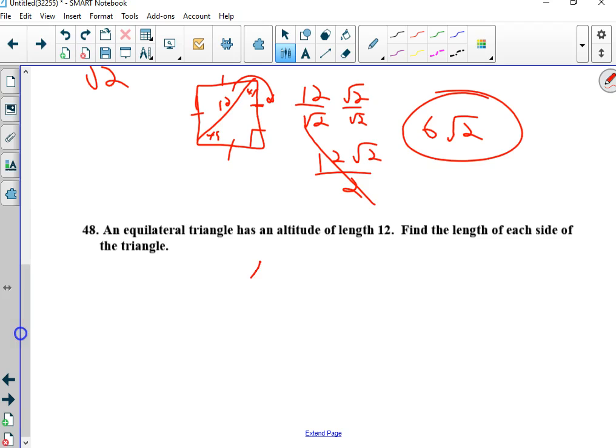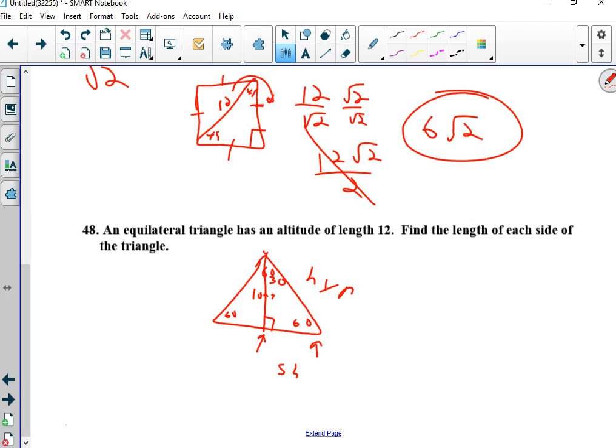Equilateral triangle. An equilateral triangle means 60, 60, 60. I drop an altitude down from the vertex, straight down, making 90 degrees. Well, this is 90 and that's 60. What does that leave here? 30. Which makes this my short side, which makes this my hypotenuse, and makes this my long.